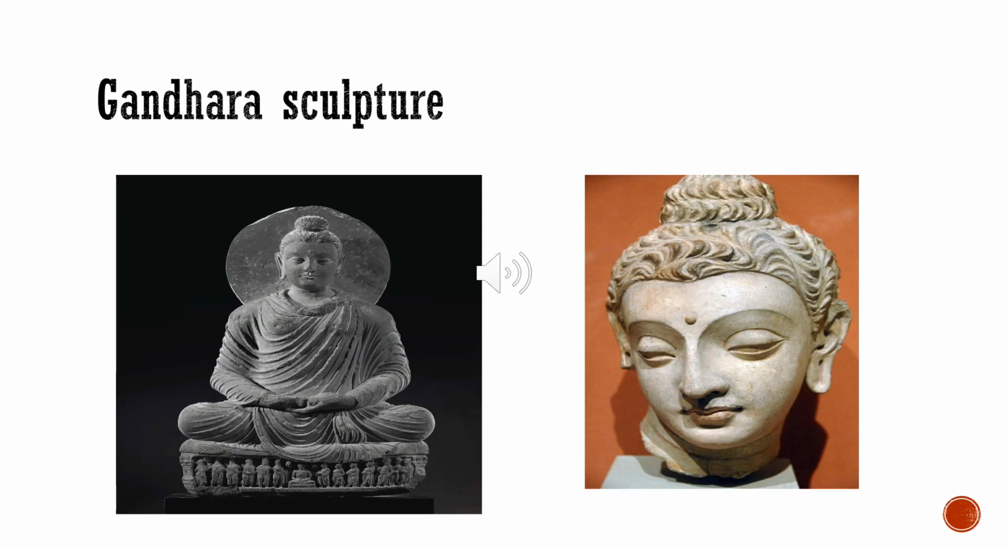Here again you can see the Gandhara sculptures. On the left side it is made from green schist stone. On the right side it is marble type stone, and both sculptures are different from the Mathura sculptures itself.